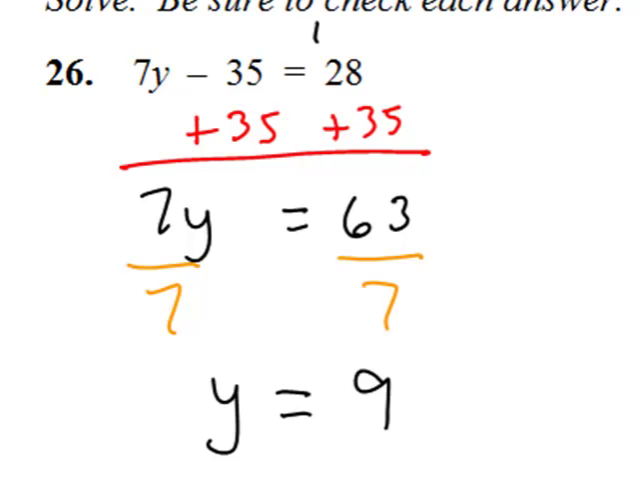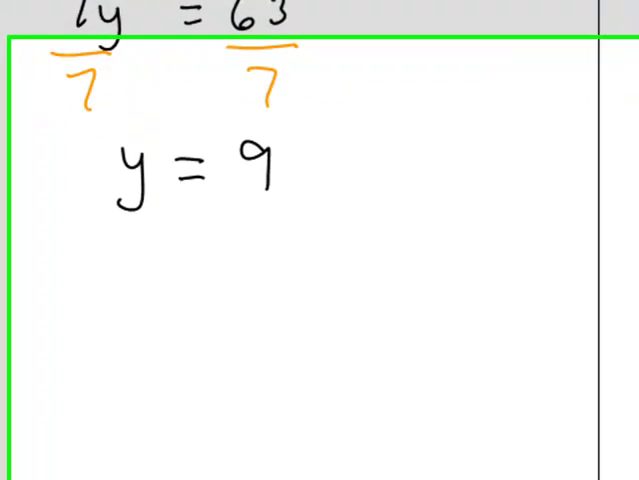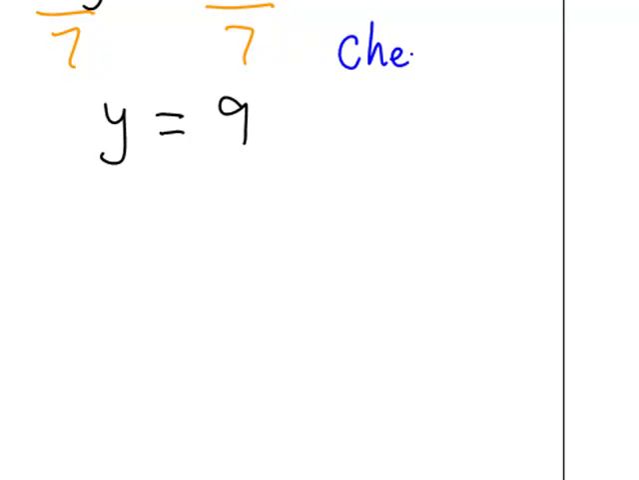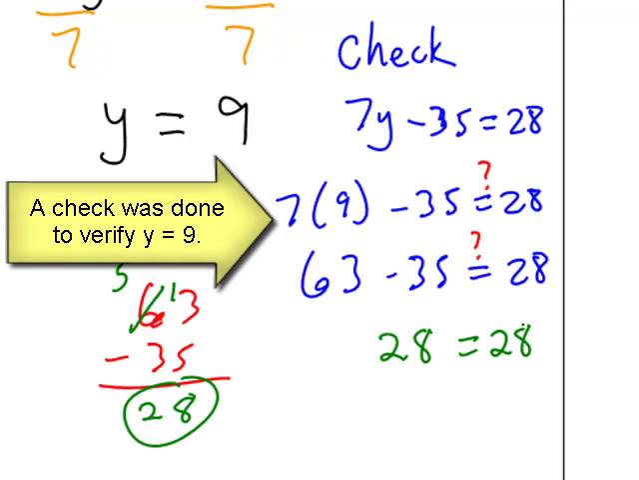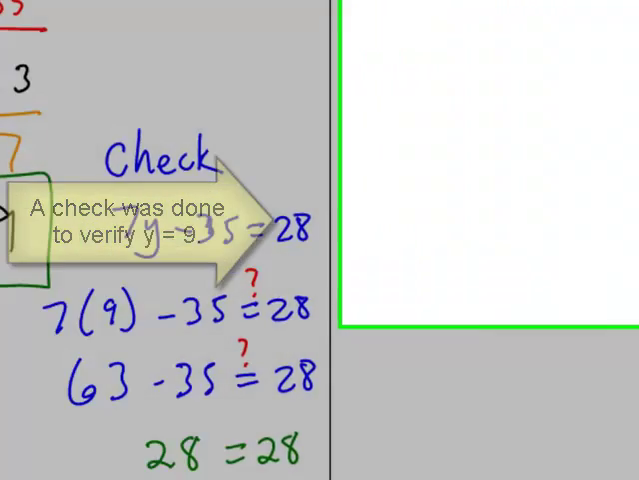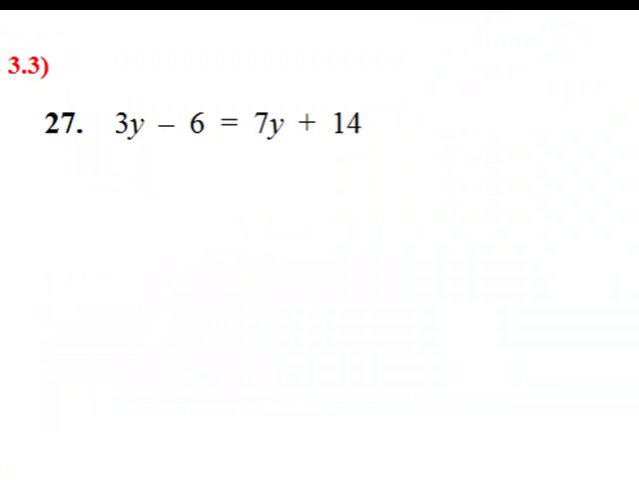Now remember, it said to check each answer. So I'm going to do a check here. We've verified that, so we like this answer, y equals 9. 9 is the solution. So in this equation, we really need to isolate the variable term first before we isolate the variable. So I want to write that up here.